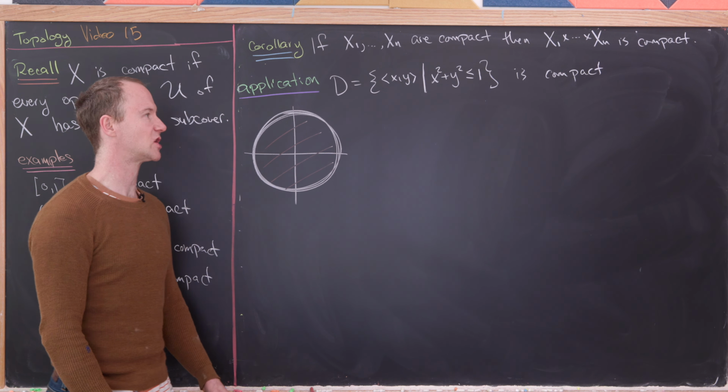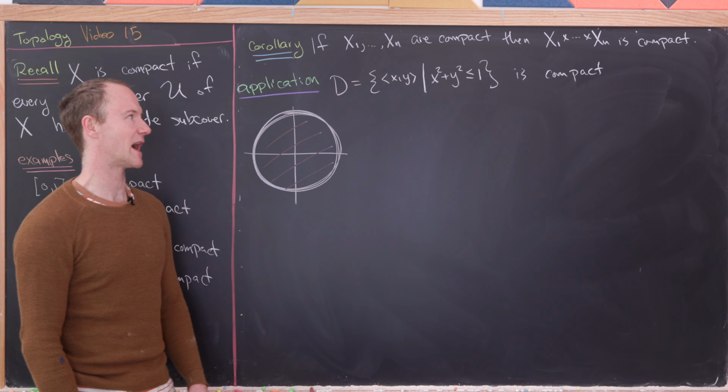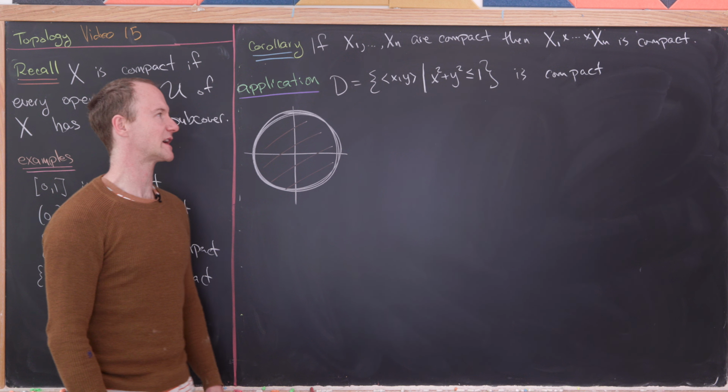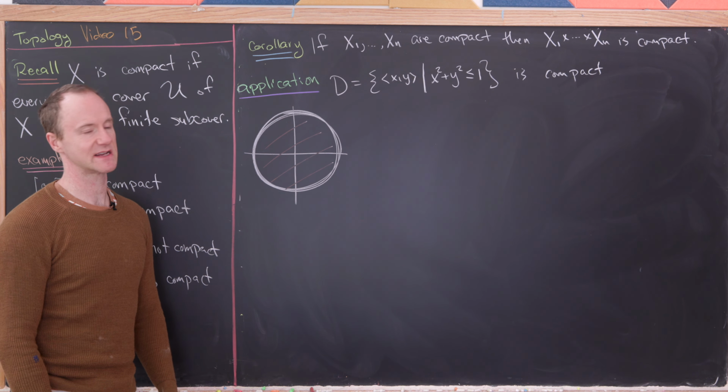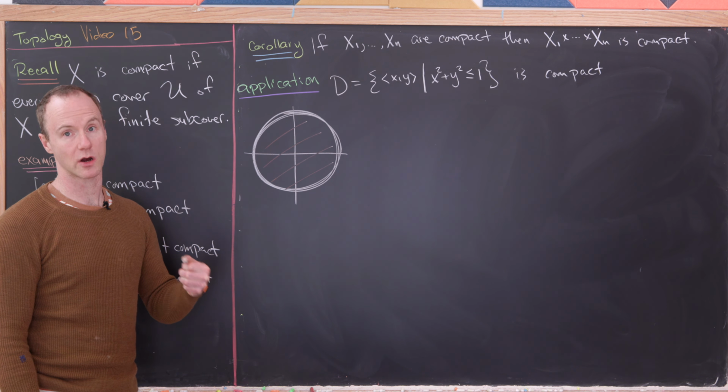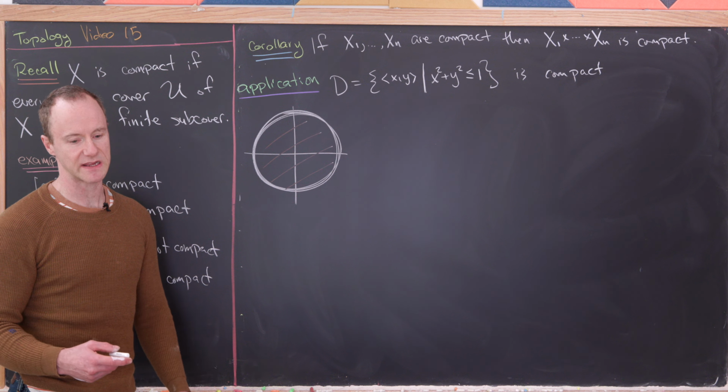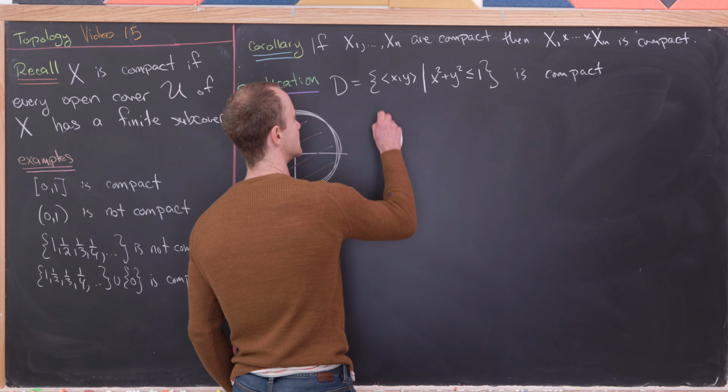So I want to show that the closed disk is compact. So that's going to be all (x, y) where x squared plus y squared is less than or equal to 1, inside of R2 with the Euclidean topology. Okay, so how can we do this?